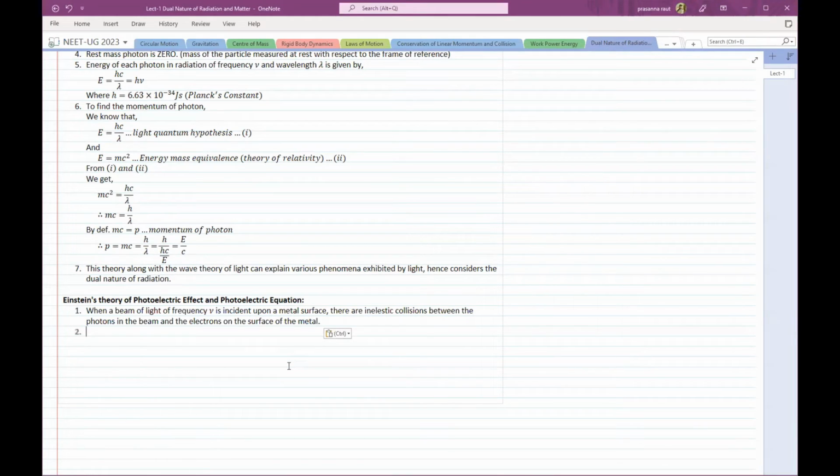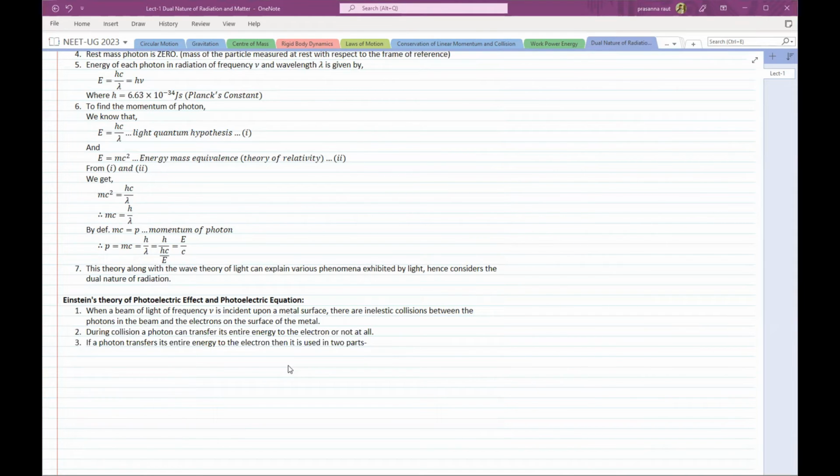Okay, so there are collisions because photon behaves like particle of light. It is a packet of energy, it can collide. So there are inelastic collisions between the two. During collision, a photon can transfer its entire energy to the electron or not at all. Means if it has to transfer, it will transfer entirely or it won't. No energy transfer takes place. Okay? If the photon transfers its entire energy to the electron, then the energy is used in two parts.